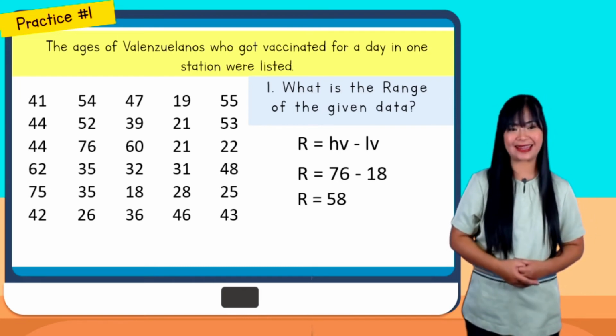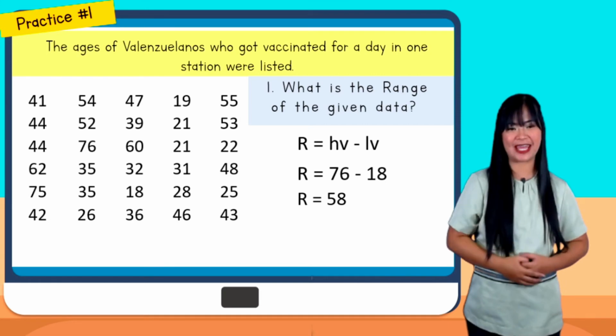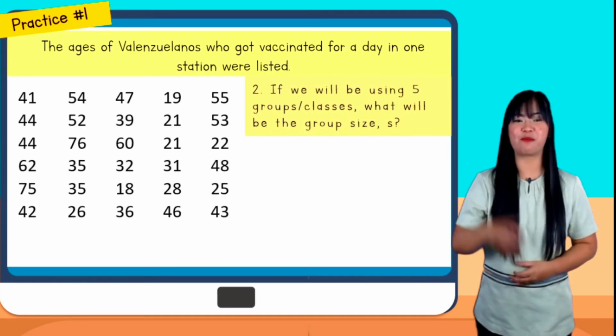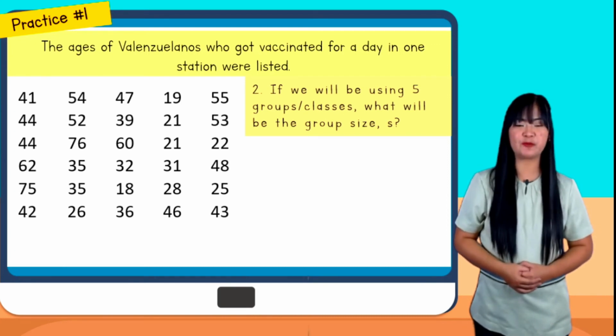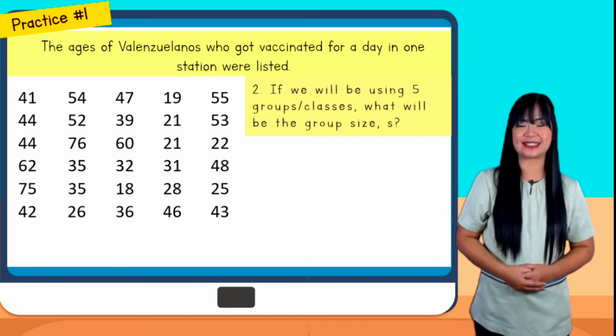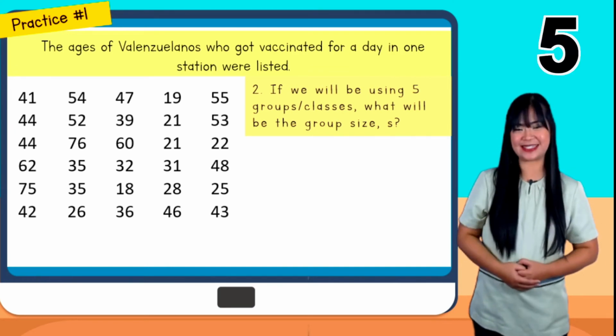Did you get it correctly? I'm sure you did. For question number 2, if we will be using 5 groups or classes, what will be the group size S? You have 5 seconds.